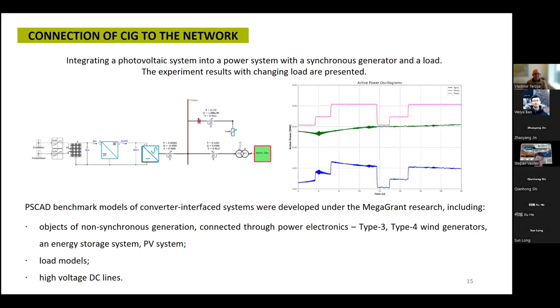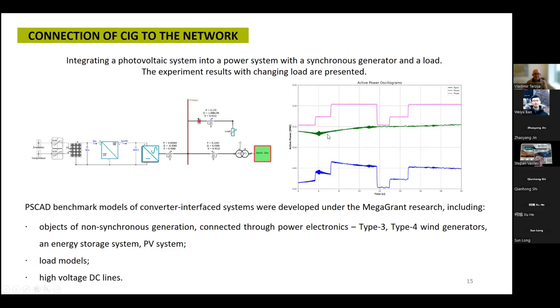The developed PV model was integrated into a representative simple power grid, represented by a single line circuit. Next to the PV, the network included a synchronous generator and a load. Results of dynamic simulations are presented on the right.